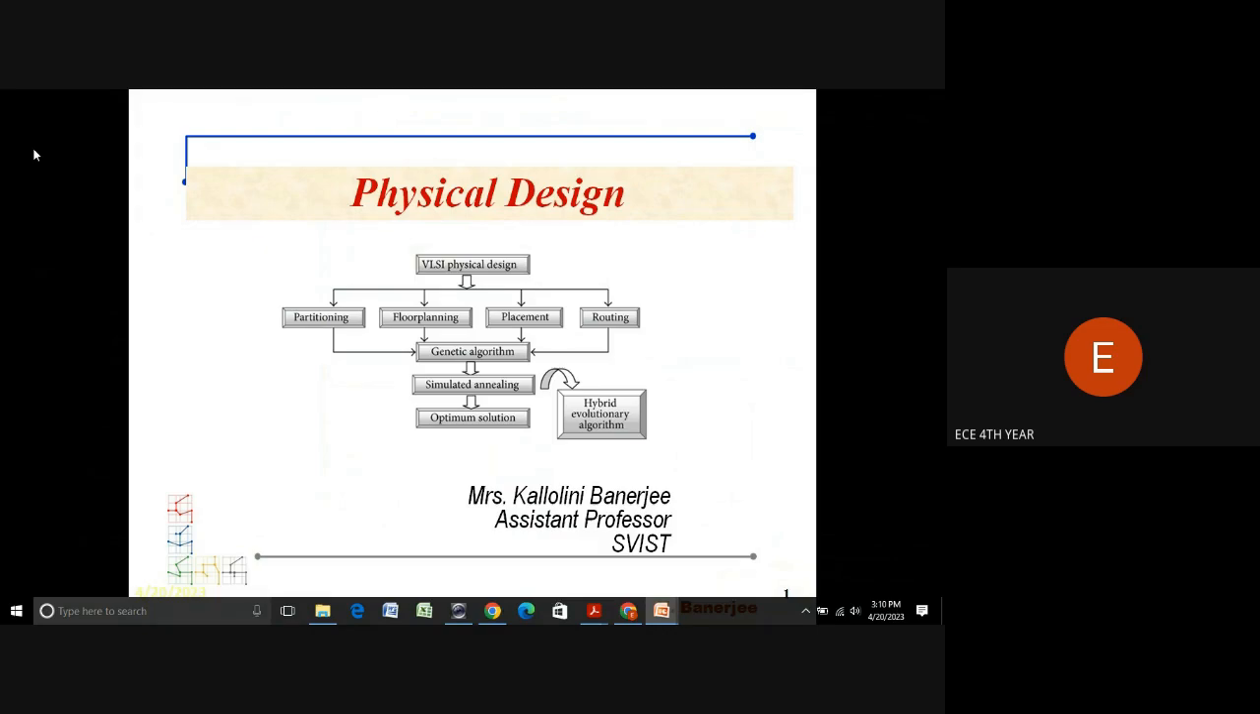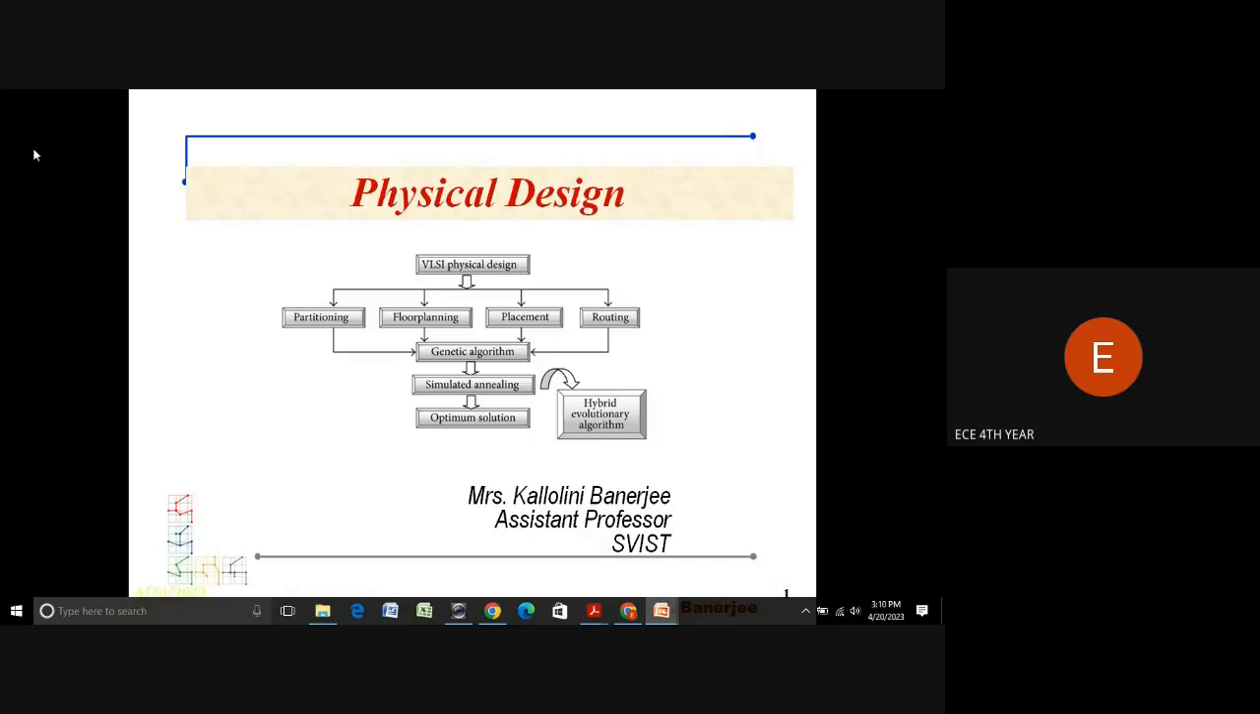Actually, we are discussing the physical design in VLSI automation. We have discussed the design rules, and we have completed them. We are going with Module 2 from your syllabus, and the second topic we have is partitioning.